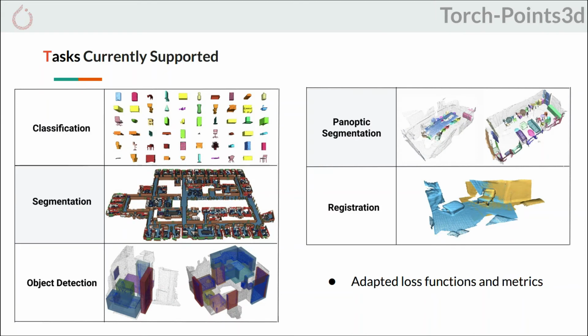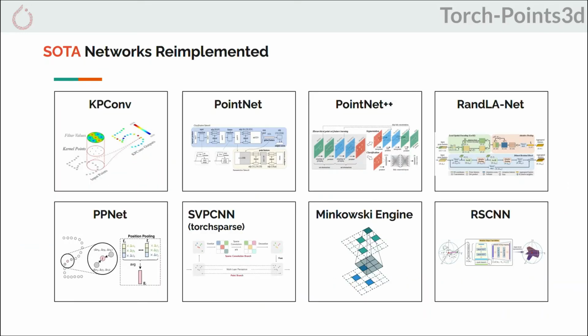Our framework is implemented around the concept of tasks. Several are already implemented, such as shape classification, semantic segmentation, object detection, panoptic segmentation, and registration. Each task comes with its own loss function and tried-and-true metrics. We have re-implemented some of the top-performing algorithms published in recent conferences, such as kernel point convolution, Minkowski Engine, and so on.